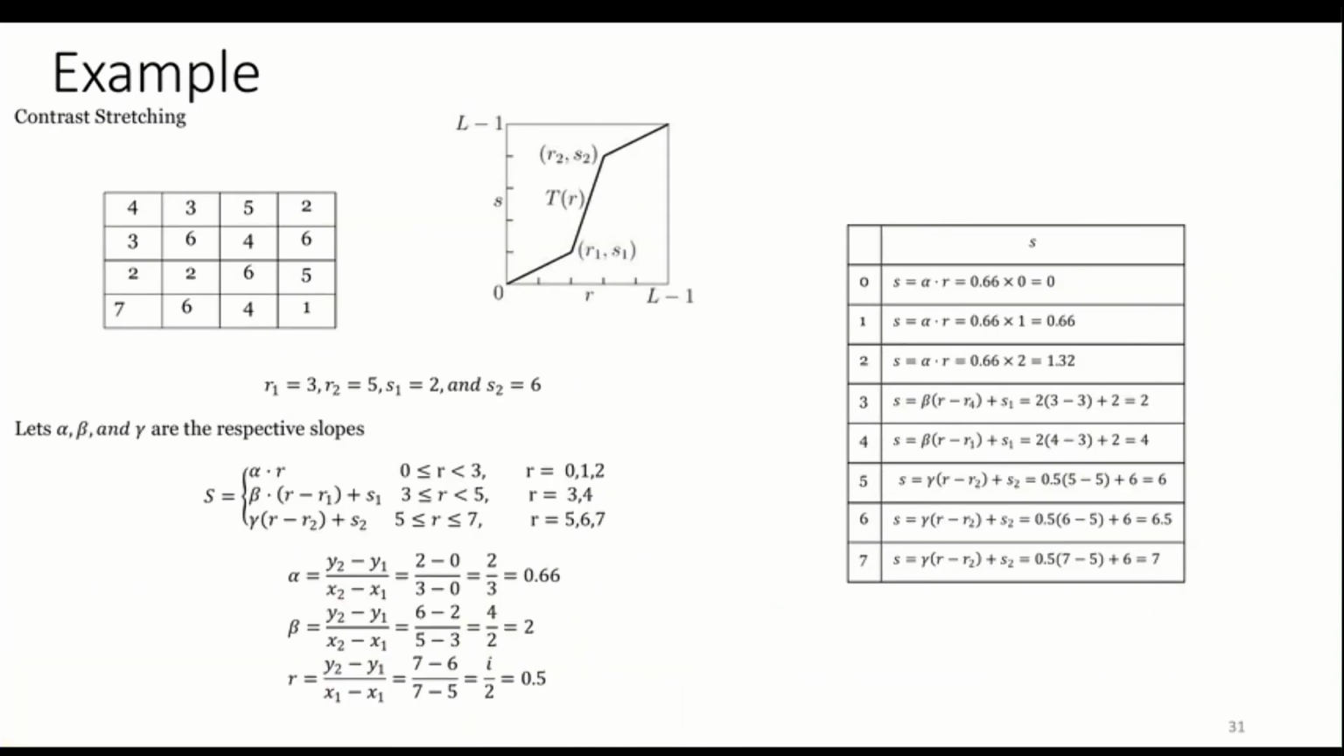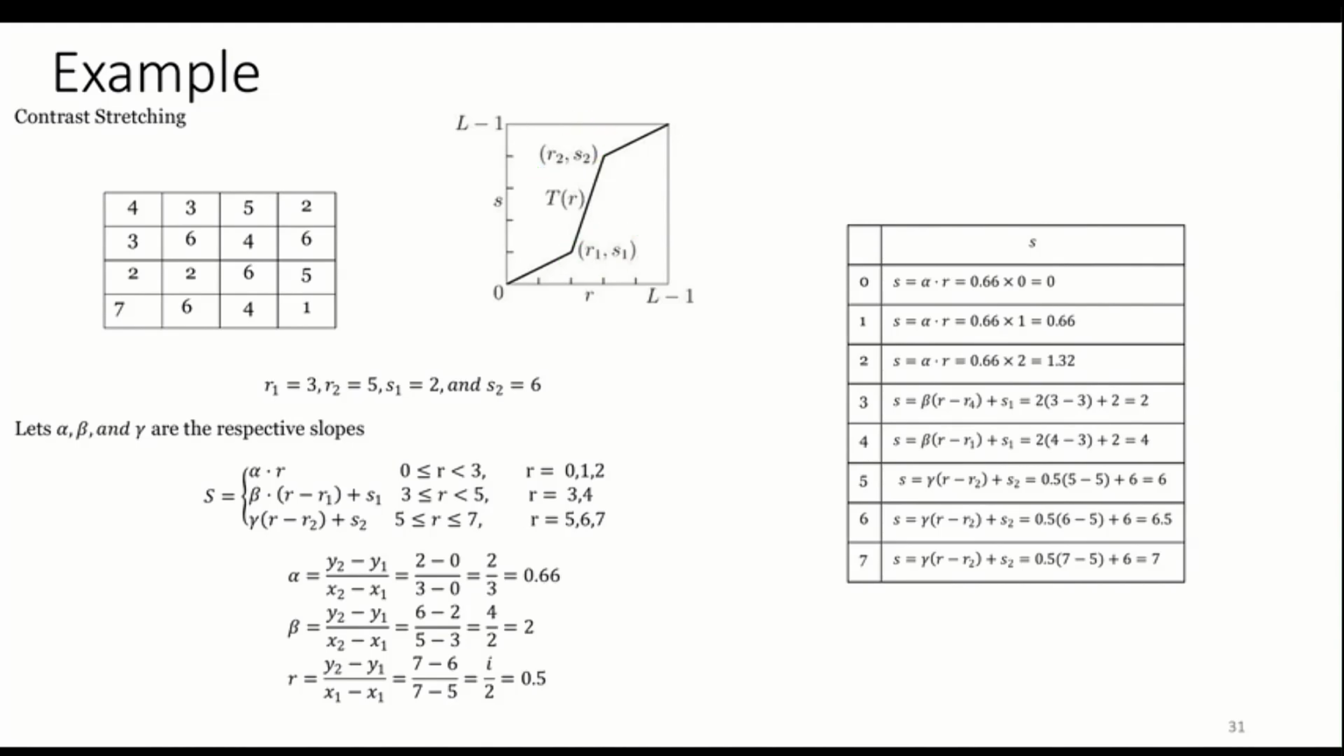So we have, let's say, pixel values of a 4x4 image, and I want to do contrast stretching. I've been given R1, which is 3, and R2, which is 5. What is the number of bits we have here? 3, right? How many levels do we have? 8. Okay, 8 levels, because we have 7 here.